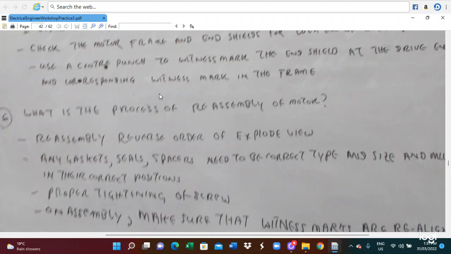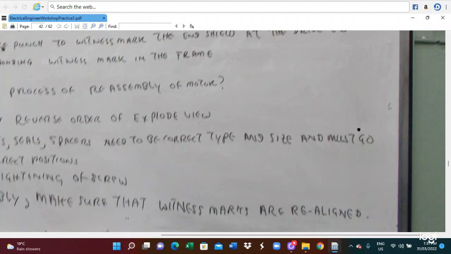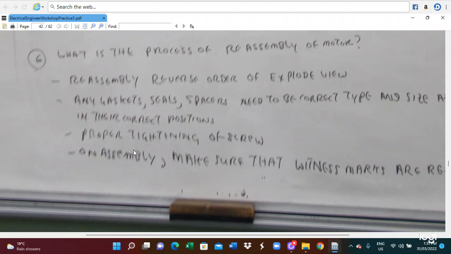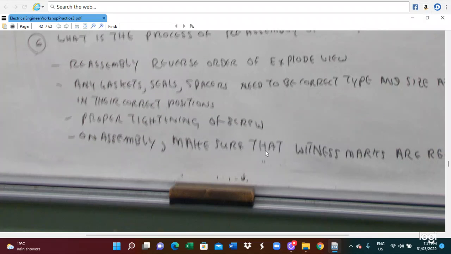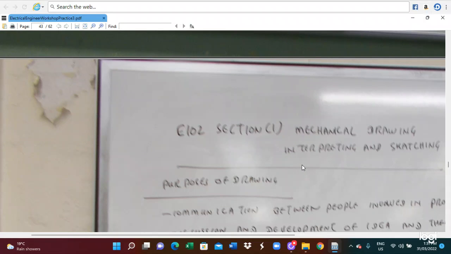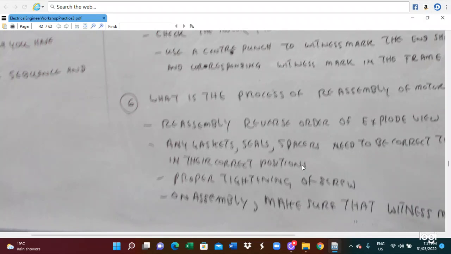What is the process of reassembling a machine? Reassembly follows the reverse order of the exploded view. Any gasket or spacer needs to be the correct type, and the right side must go in the correct position. And also proper tightening of the screws is important in the assembly. Make sure the witness marks are realigned. So this is the reassembly of the machinery.